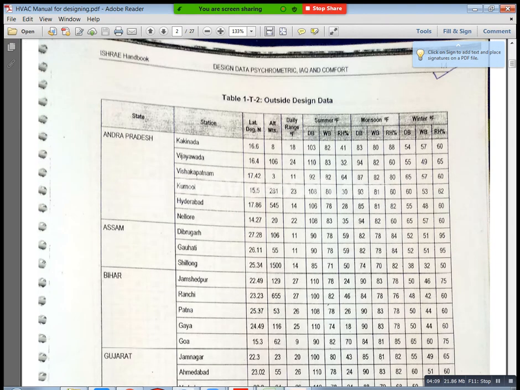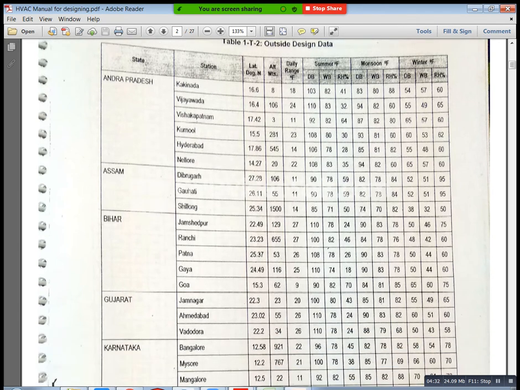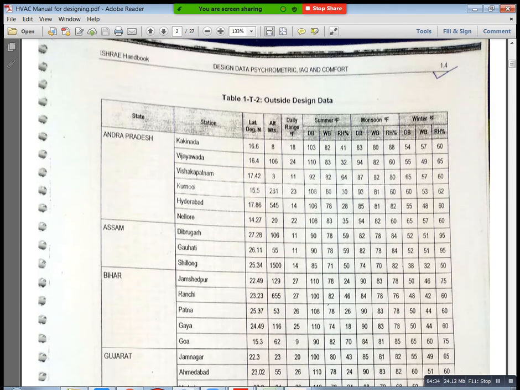See, here we have latitude, altitude, and daily range temperature, and summer, monsoon season, winter. Okay, based on your requirement, your condition, you need to consider. Now you can see here we have summer, and at the same time monsoon season, winter, all 3 are there. Now which one? For example, I need Hyderabad condition 106, 78, 28. Okay, wet bulb temperature 78, relative humidity 28. Those 3 values you can mention like this.